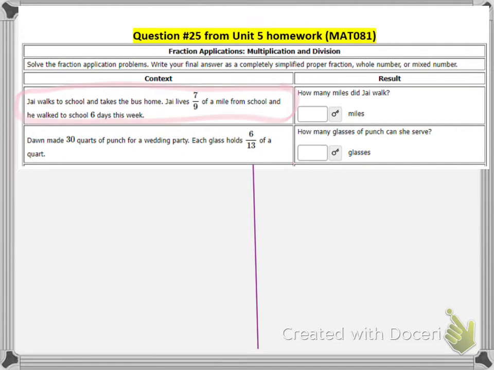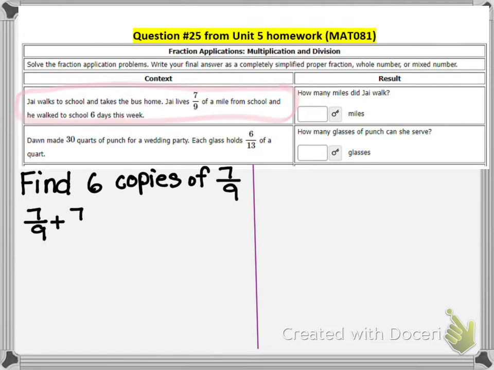So each day he walked 7/9 of a mile, and he did that for 6 days. So what that means is we need to find out what the value of 6 copies of 7/9 is. Because basically he walked 7/9 of a mile and he did that 6 times. So we have 6 copies of 7/9.